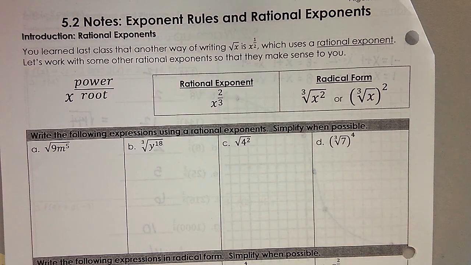All right, 5.2, exponent rules and rational exponents. Going through this, some of it will be review, and we're adding on to a lot of stuff you learned in Algebra 1. Going between radical form and rational exponent form, we need to be able to go back and forth between both. So we're going to do a lot of that today, and then we're going to expand on that throughout the rest of the unit.